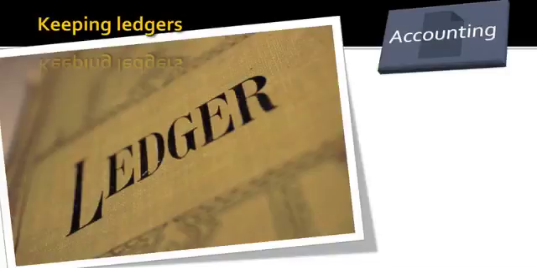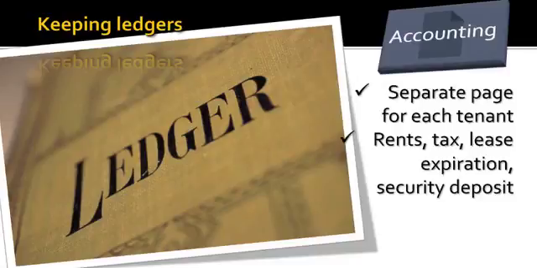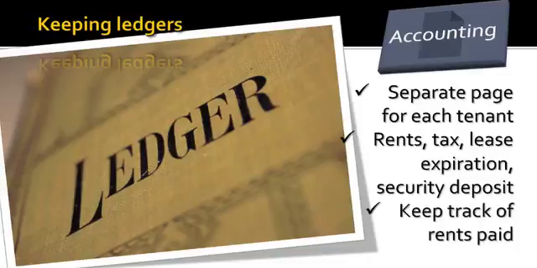Any stationery store sells ledger sheets and binders to hold them. Conveniently, now you can use computer programs like Microsoft Excel to file all these ledgers into different spreadsheets in your computer easily. You will want a separate page for each tenant, showing how much rent he pays, tax if any, lease expiration, and security deposit held by you. The sheet will have room to enter each month for the year in order to keep track of when he pays his rent.